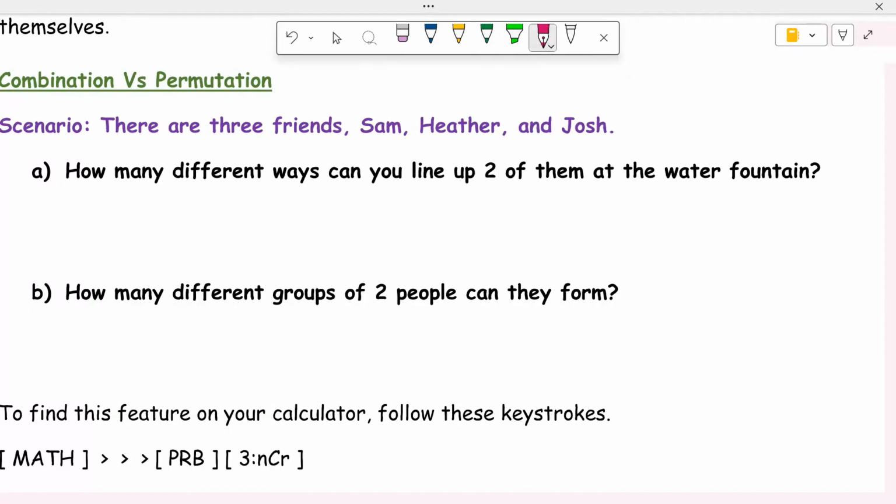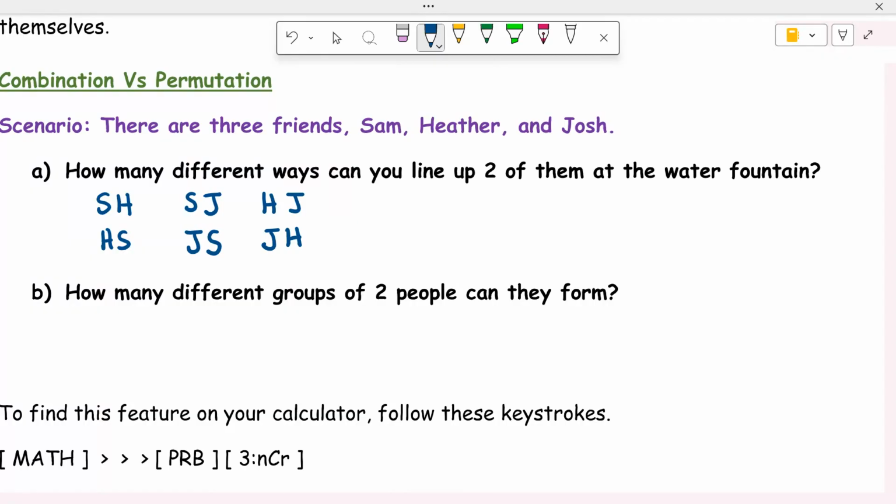How many? Do you guys all agree that it's 6? So it would be Sam, Heather, Heather, Sam. Do you guys agree? Because I do want to show you all of the scenarios. And then it could be Sam, Josh, and Josh, Sam. And then lastly we have Heather, Josh, and Josh, Heather. Because it's such a small sample space, we can do the visual.